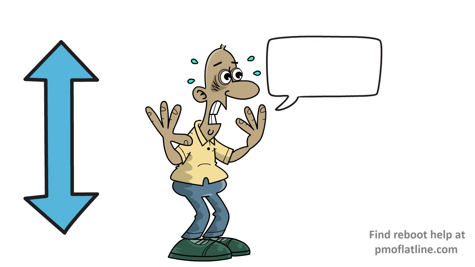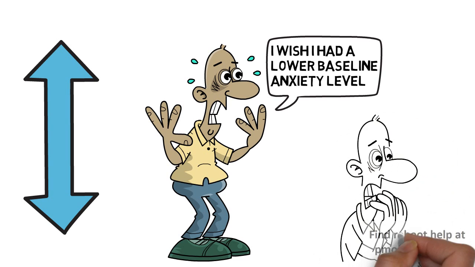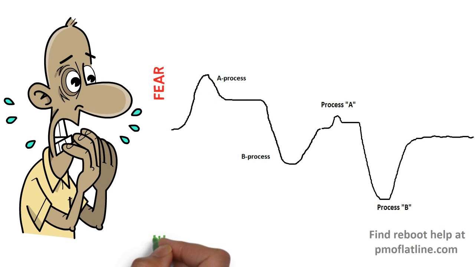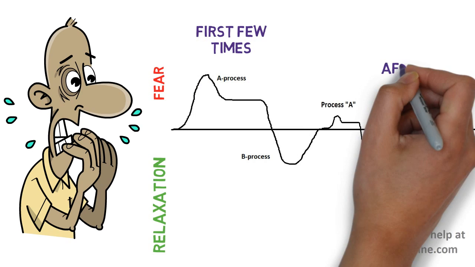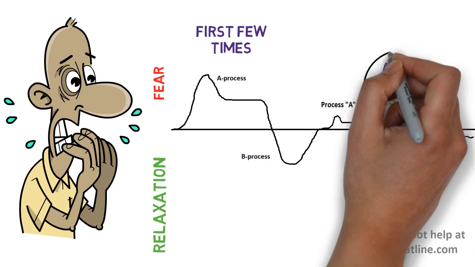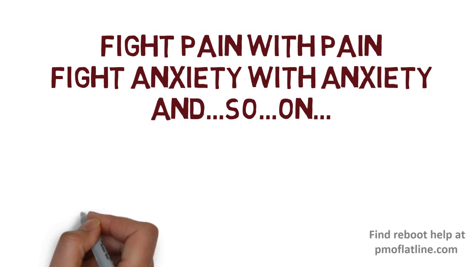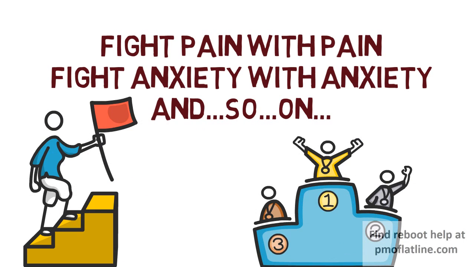For example, have you ever wished to have a lower baseline level of anxiety? Well, now you know what to do. Go out and deliberately do something that makes you anxious. That's going to be the A process there. And then when the B process kicks in, you'll be more relaxed, and over time, remember, the B process gets longer and stronger, while the A process gets shorter and weaker. So you fight pain with pain, and you fight anxiety with anxiety, and so on. Once you really grasp this concept, there's absolutely no limit to what you can apply it to.